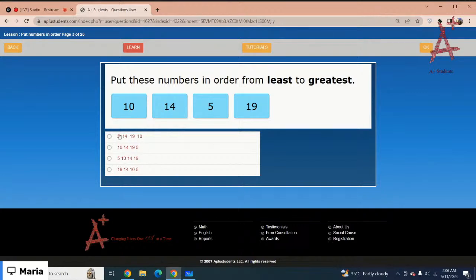Here in this option, you have 5 at first position, and here you have 5. Okay, now remove the 5 from the list and just see which is the least out of the rest of the three numbers. It would be 10. Got it? Then you have 10, then 14, and then 19. So that would be option number 3: 5, 10, 14, and 19. This would be the correct option. Got it?